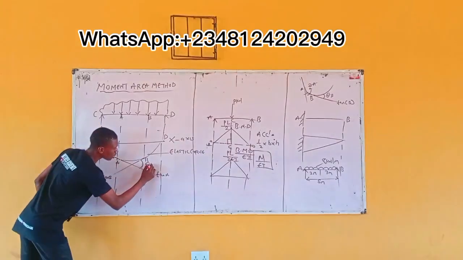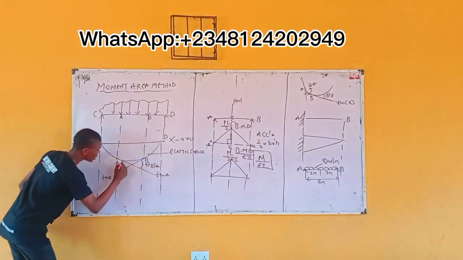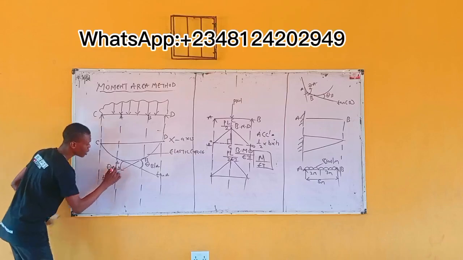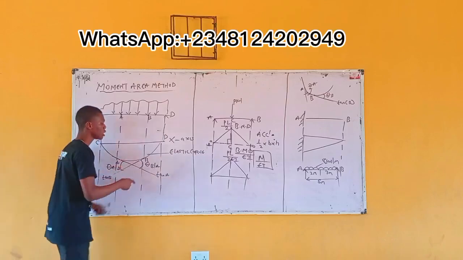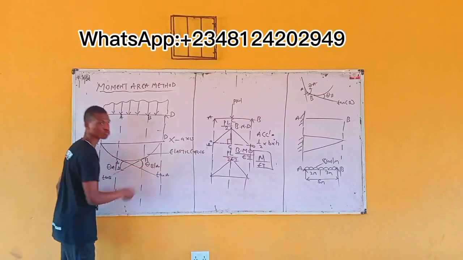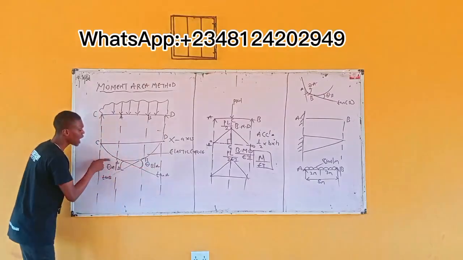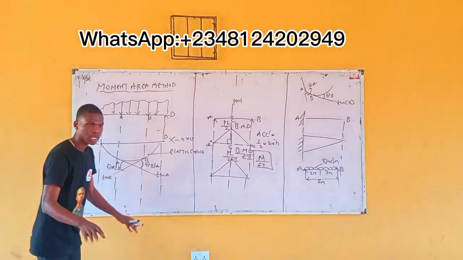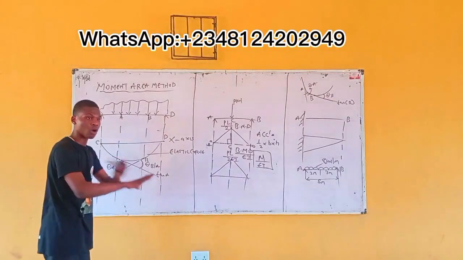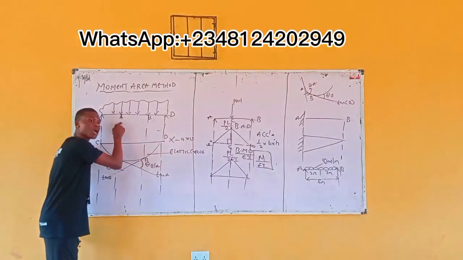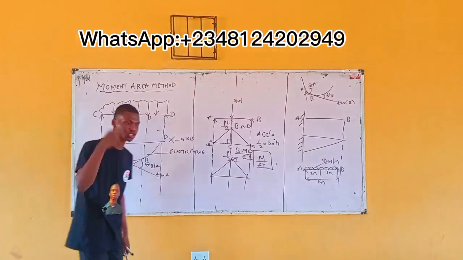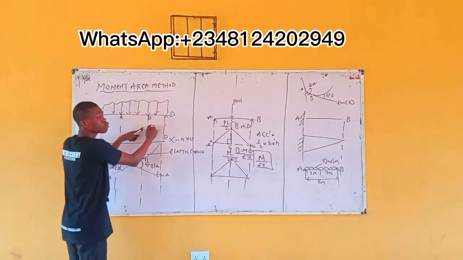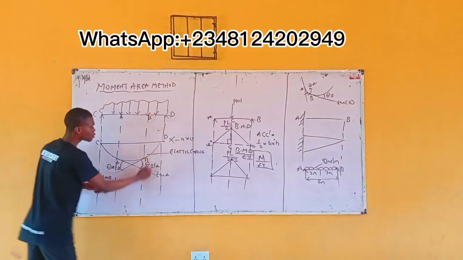This angle is called theta B/A, rather theta A/B. Meaning the angle B makes with respect to A. Similarly, the angle A makes with respect to B. You know, normally, this is the moment area theorem method. Of course, I can solve the value of angle here. Let's say you are given a question under the double integration method. You know, I can find the slope at A, find the slope at B, right? Now, that's what we are saying here.